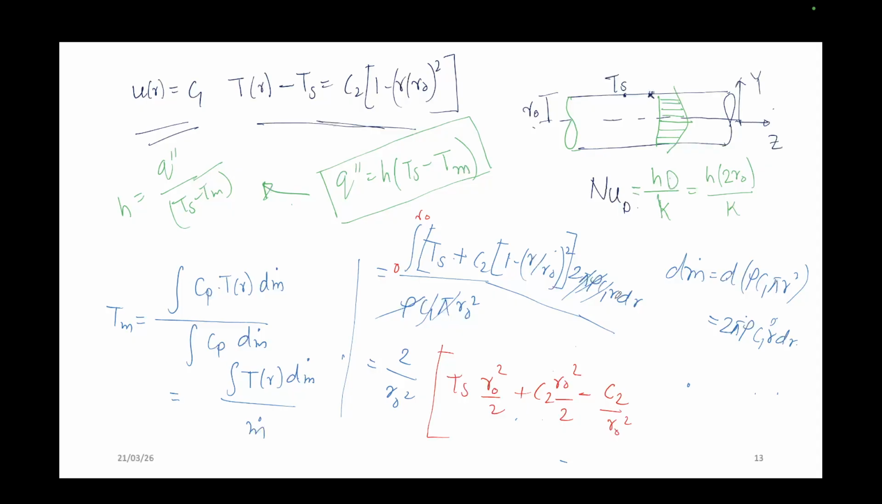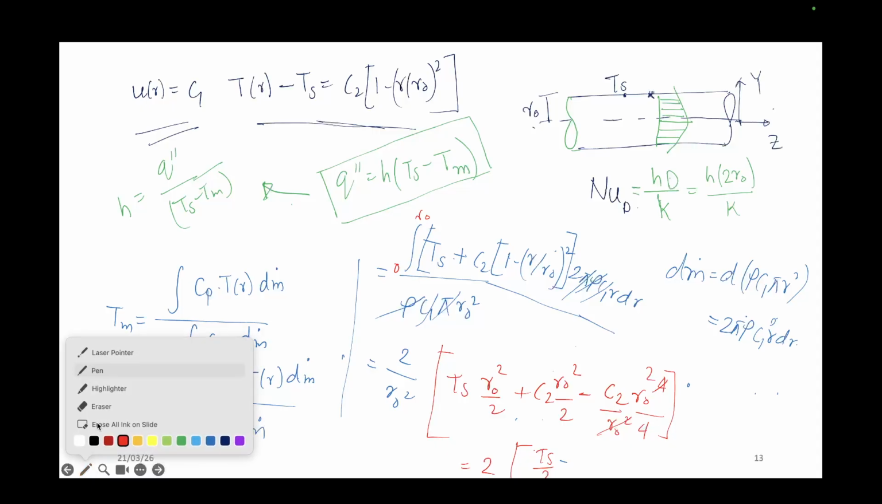R2 is there and there is R, 3R. Integration of R cube is R to the power 4 by 4. So there should be R to the power 4 by 4. So it will be 2. So what is the ultimate thing I will get? In each one, R is there, R square is there, so I will cancel out. So this is your Ts by 2.